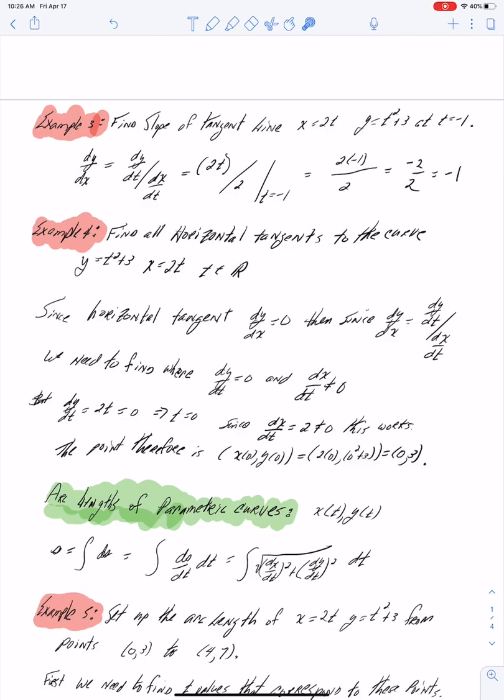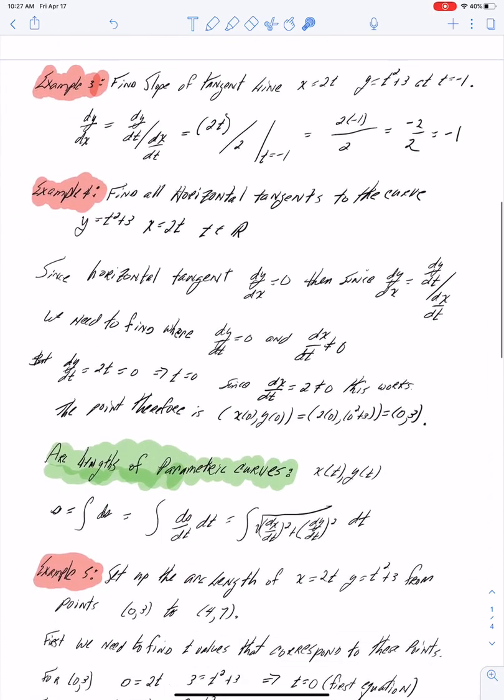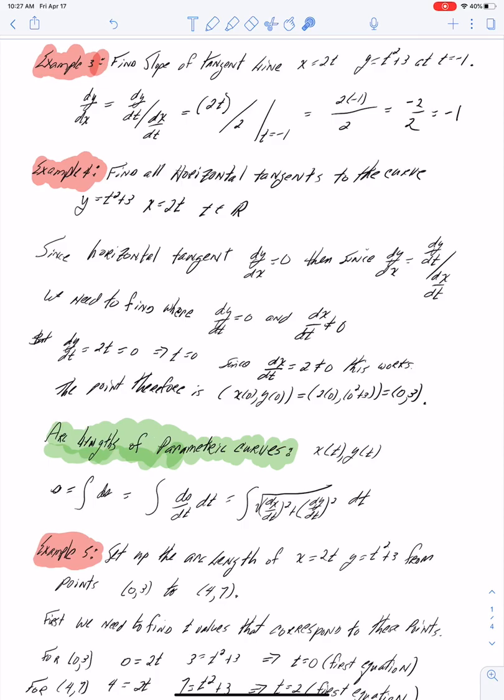Well, I have to take x and plug in 0 and y and plug in 0. Now, I don't plug it into dy dt or dx dt. I plug it into x and y up here, right? So x of 0 is just 2 times 0, and y of 0 is 0 squared plus 3. So what's my point? 0, 3. All right. That has the slope of the tangent line.